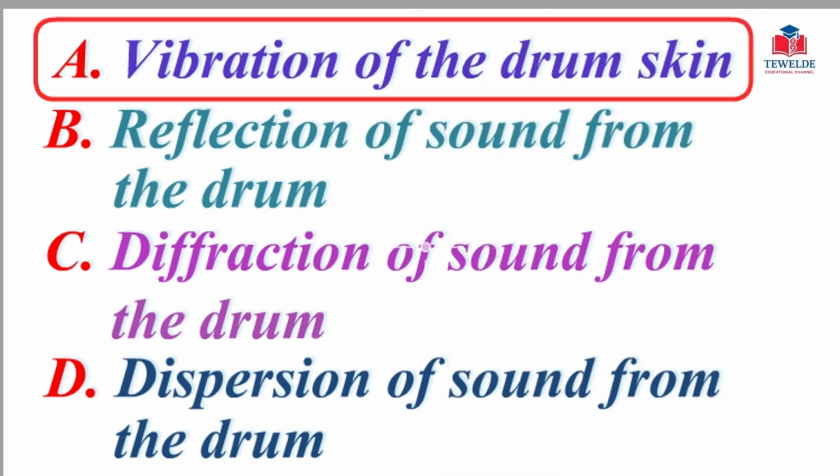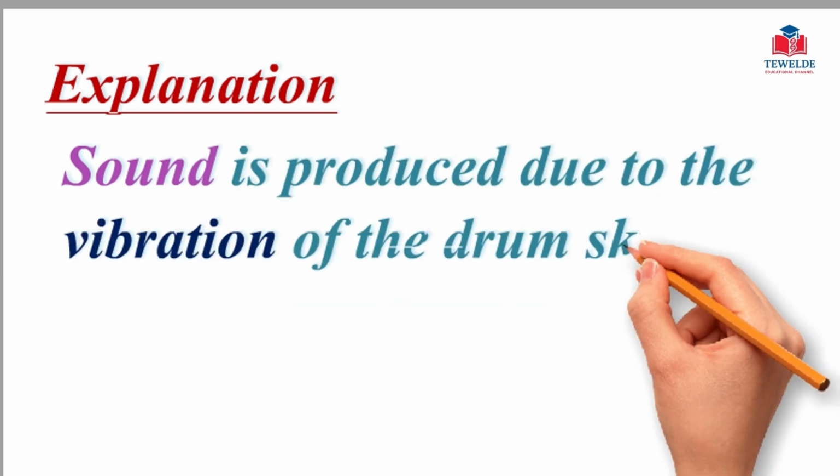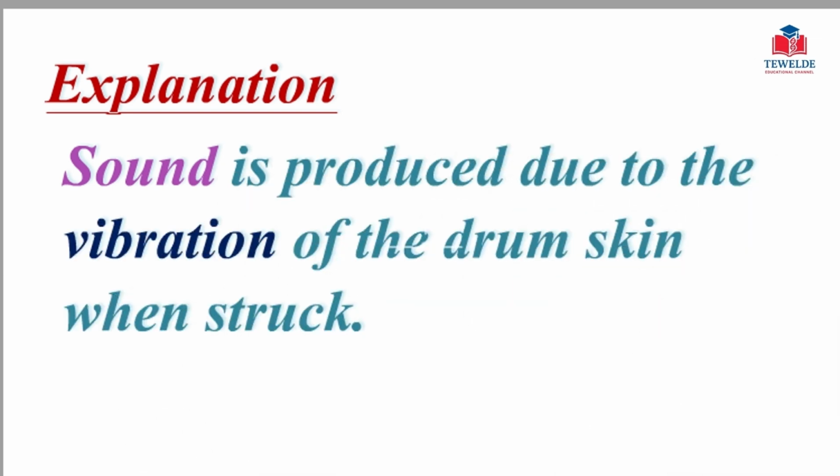The correct answer is A. Vibration of the drum skin. Explanation: sound is produced due to the vibration of the drum skin when struck.